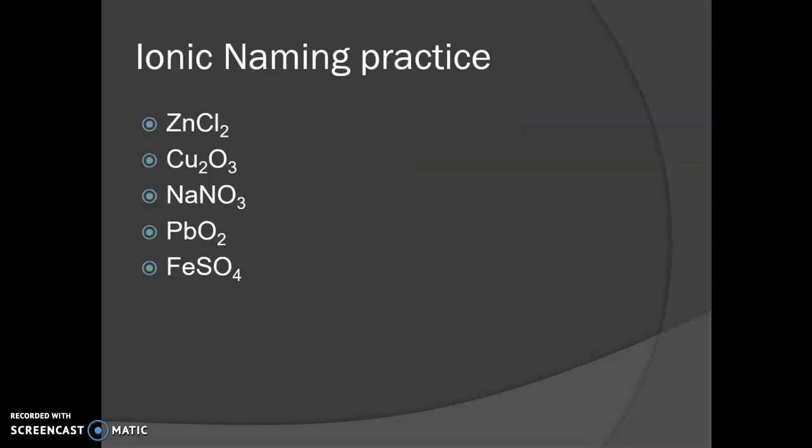So here's some examples. I want you to go ahead and pause this video and jot these down on a piece of scrap paper or a sticky note, and then start up the video and you can check your answers. So the first one is just zinc chloride. Looks like zinc needs a Roman numeral because it is a transition metal, but it is an exception to the rule. Silver and zinc do not need it.